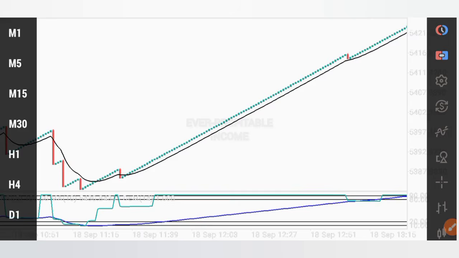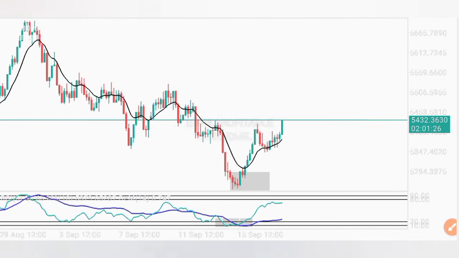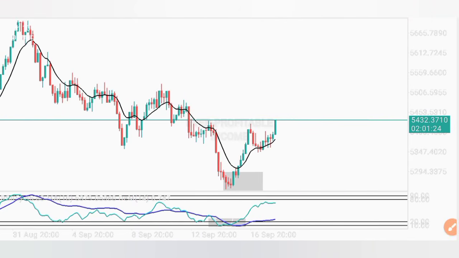When you check your 4 hours time frame, you can see it's trending up. Can you see that? It's trending up. So there's no way a spike is going to come and hit you out. It's not possible. Okay, so this strategy is very, very effective.